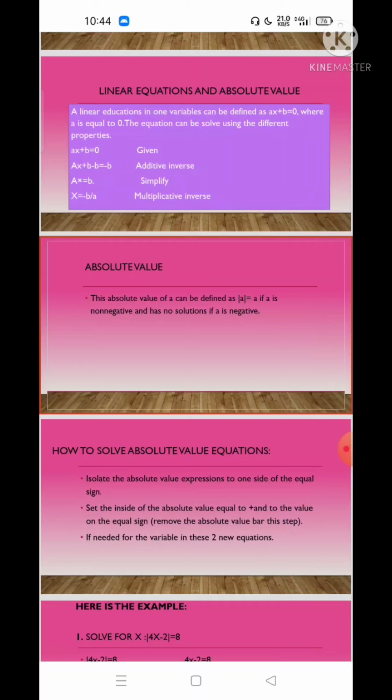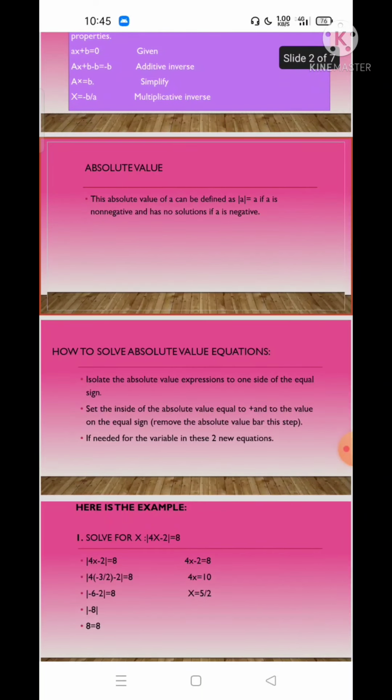So remove the absolute value bar. In the second step, you need to remove the absolute value bar. So itong parang bar sa kilid sa A. And then solve for the variable in these two new equations.